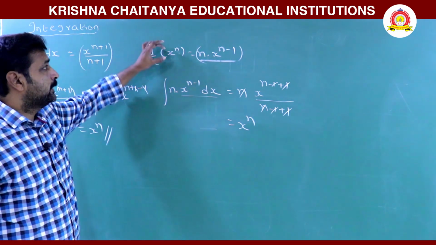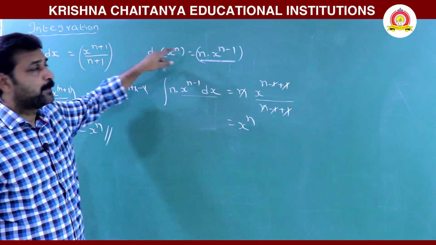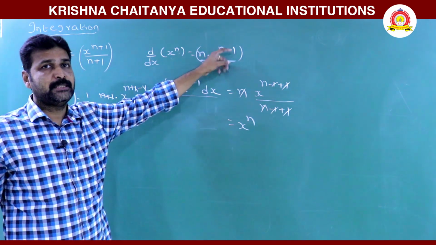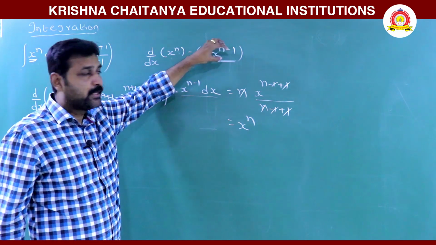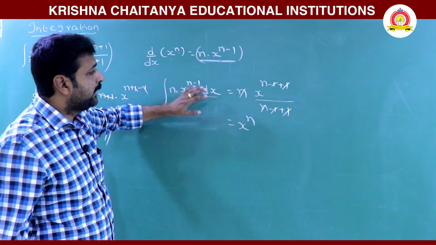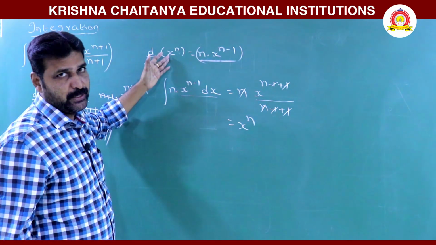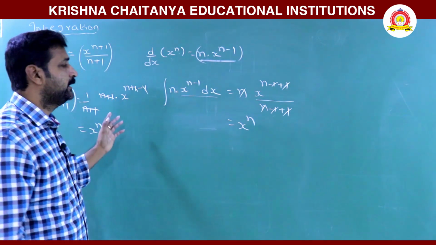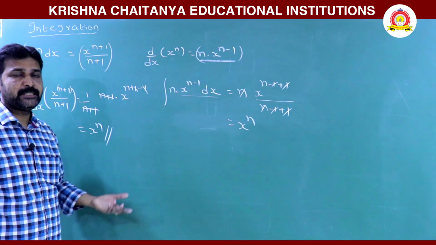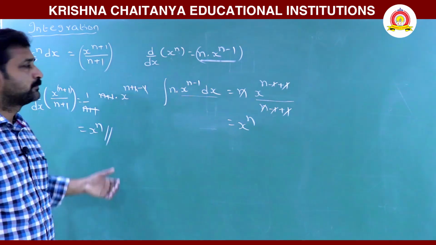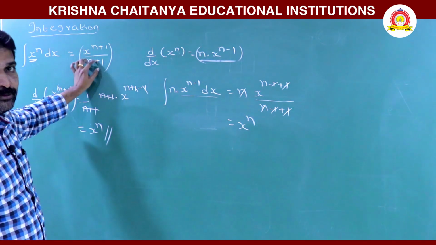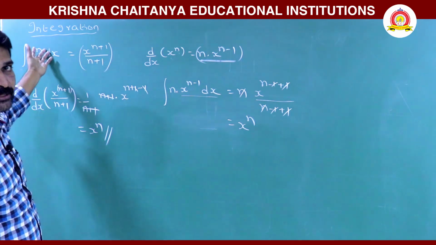So when x power n is differentiated, you get n into x power n minus 1. Whatever result is obtained in differentiation, if it is integrated, again you will get the first value. So these two are converse. Integration, when reversed, gives the differentiation value. Means if it is integrated, this is the value, and if it is differentiated, again you will get the first value.